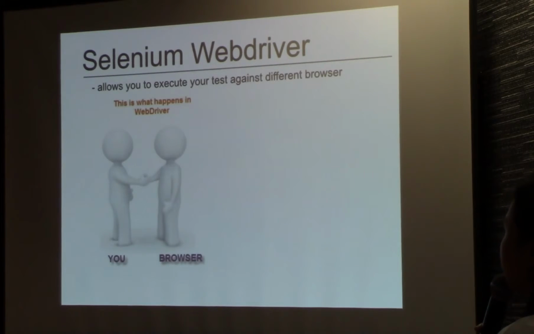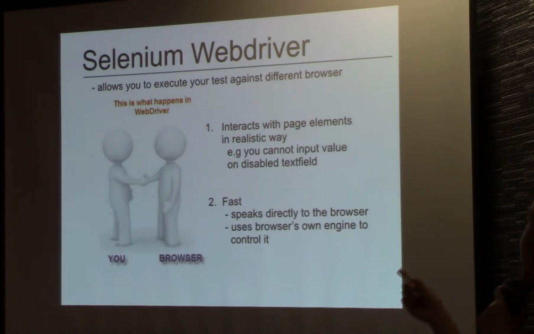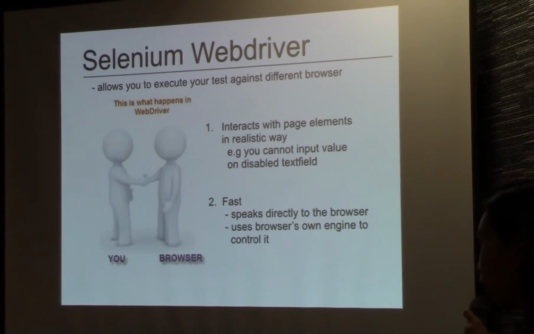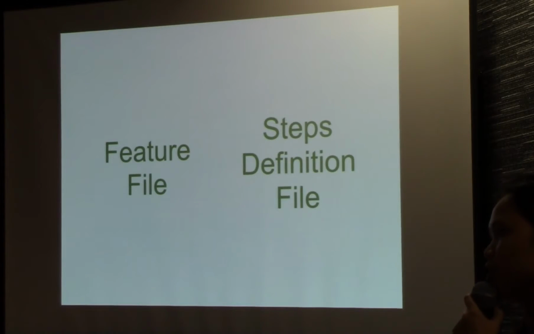So Selenium WebDriver allows you to execute your test against different browsers. Compared to RC, Selenium WebDriver interacts with page elements in a realistic way. You cannot input on the disabled text field. And also, it is much faster because you directly communicate with the browser. We need two files to execute the Cucumber test. First, the feature file, and then the step definition file.